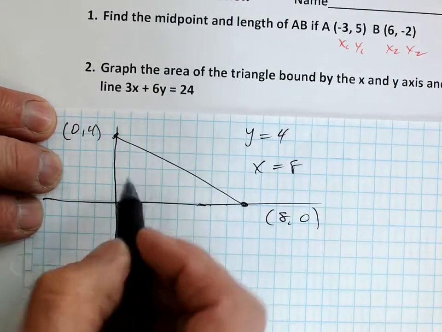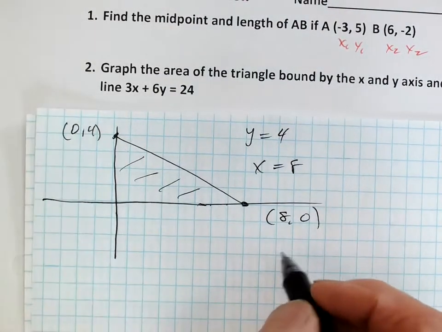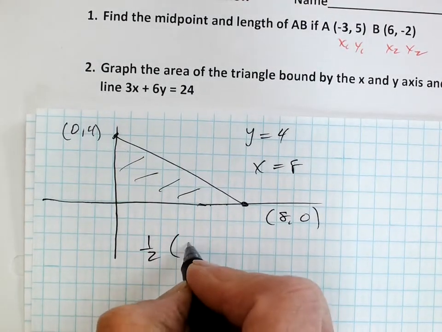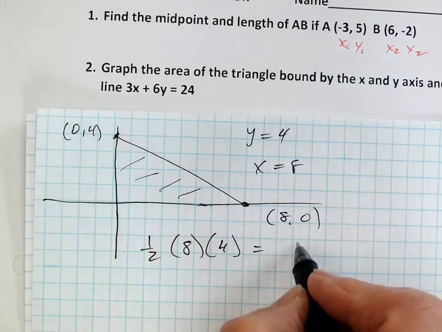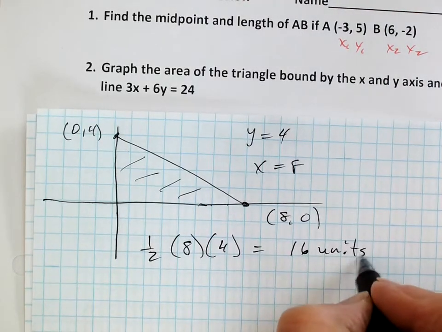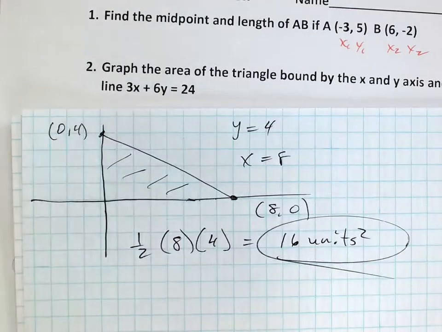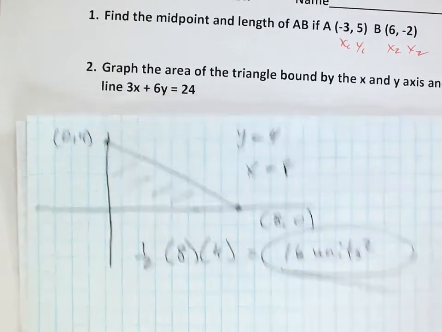Connect the dots. Here's my triangle. Area of a triangle, of course, is 1/2 base times height. I get half of 32, which should be 16 units squared. Okay. Again, if I get going too fast, just slow it down. You can always ask me in class.